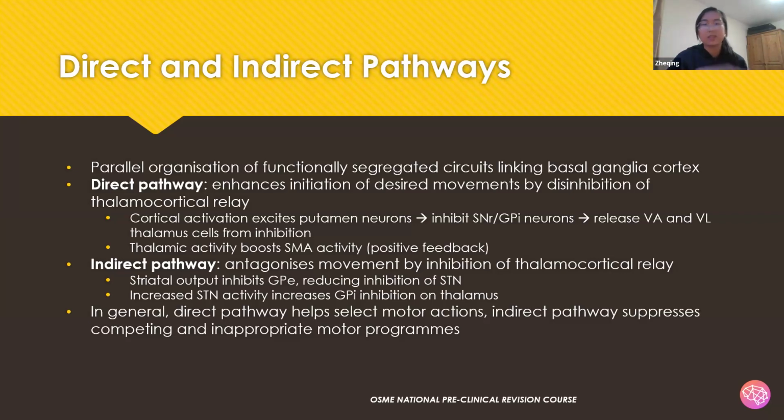Whereas the indirect pathway antagonizes movement because it inhibits this thalamocortical relay, and it increases the activity of the subthalamic nucleus, which then increases the activity of the globus pallidus internus, which has an inhibitory effect on the thalamus. So in general, the direct pathway helps to select motor actions, whereas the indirect pathway suppresses competing and inappropriate motor programs.